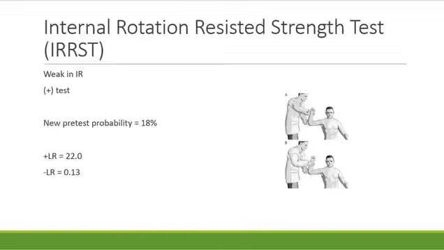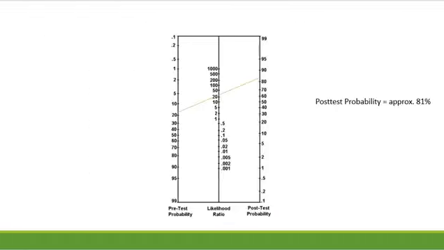Finally, you do the internal rotation resisted strength test. So you're assessing for strength in internal rotation. A positive test was found. Going to our nomogram again, we were at 18%. With a high likelihood ratio, now we go up to 81%. So now based upon these 3 tests, we see that we have a shift from an initial 20% pretest probability to a post-test probability of 81%.